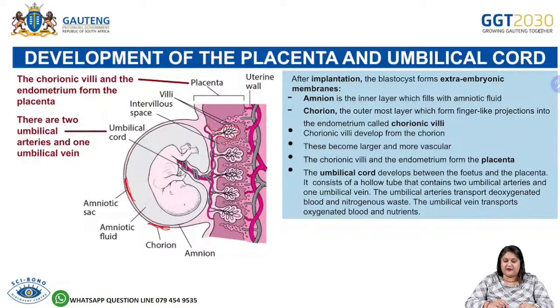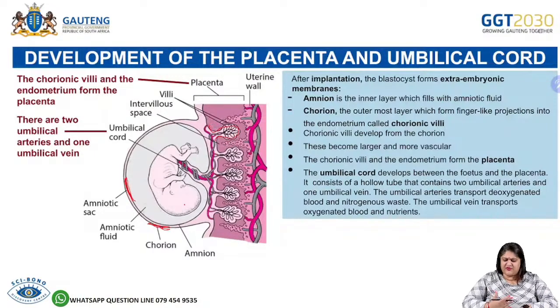Let's talk about the umbilical cord. The umbilical cord develops between the fetus and the placenta. Okay, it consists of a hollow tube that contains 2 umbilical arteries and 1 umbilical vein. The umbilical arteries transport deoxygenated blood and nitrogenous waste, and the umbilical vein transports oxygenated blood and nutrients.